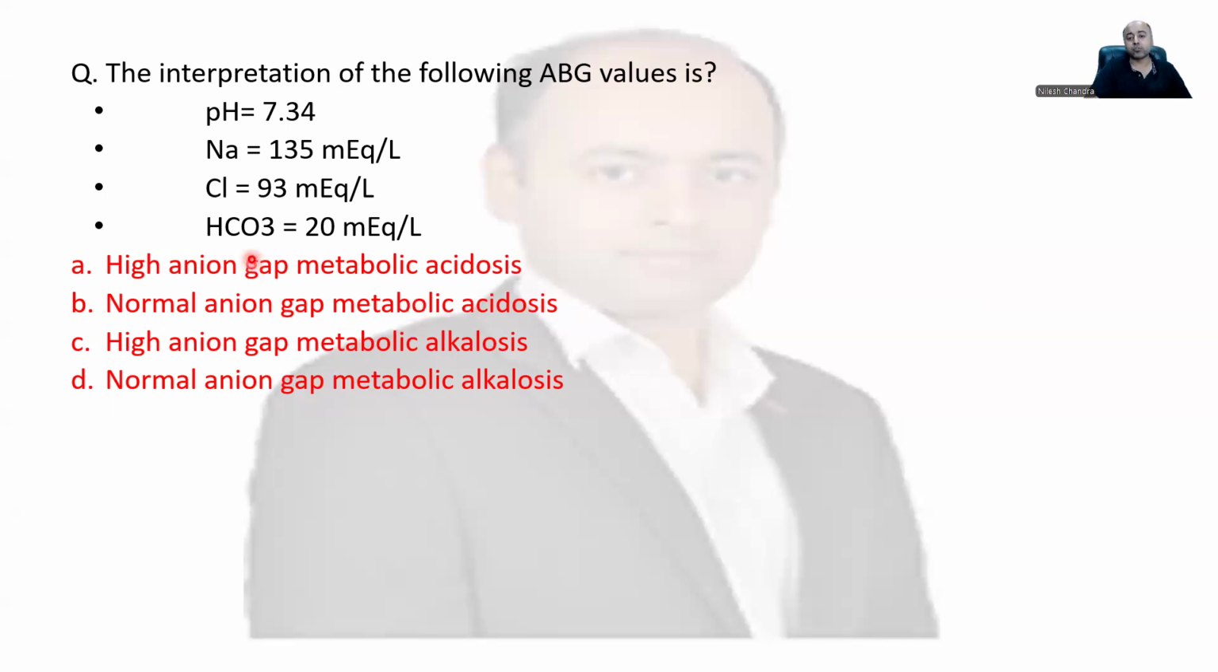Second part is anion gap. So for anion gap, the formula is sodium minus sum of chloride and bicarbonate. So sodium is given here 135, chloride is 93, bicarbonate is 20. So 93 plus 20 is 113. When you remove it from 135, so that's roughly 22 units. Normal anion gap should be 8 if you only take sodium, 12 if you include potassium also. So this is way away from the normal anion gap. So we're looking at high anion gap metabolic acidosis. So answer to this question is high anion gap metabolic acidosis.